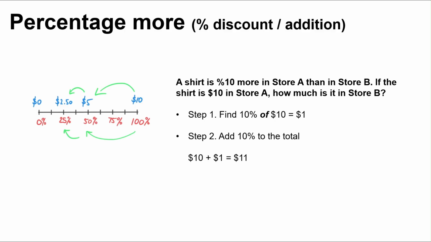We're adding more. A shirt is 10% more in store A than in store B. If the shirt is $10 in store A, how much is it in store B? So what we do is once again we find the percentage of, find 10% of $10, it's $1, and then we add that percentage onto the total. So for example, $10 plus $1 is $11.